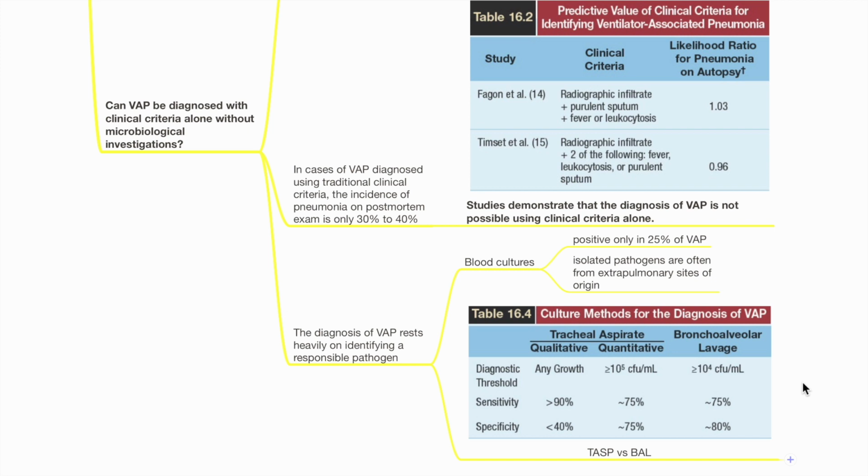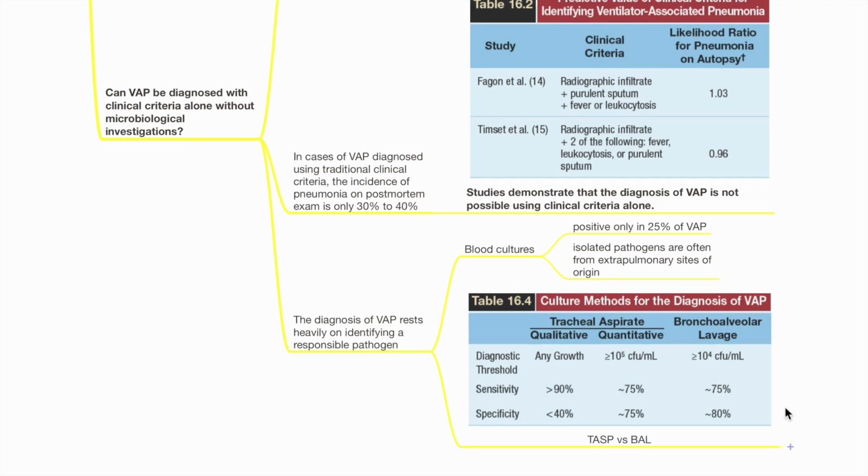Blood cultures are only positive in 25% of VAP. Cultures of tracheoaspirates have similar sensitivity to bronchoalveolar lavage. However, cultures of BAL are more specific compared with those from tracheoaspirates.